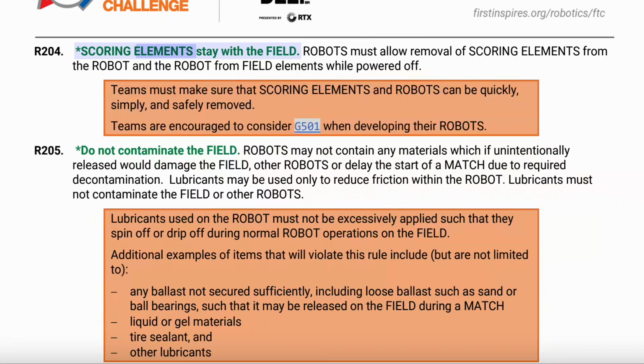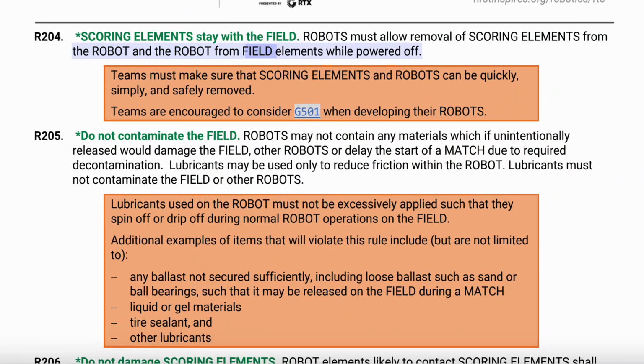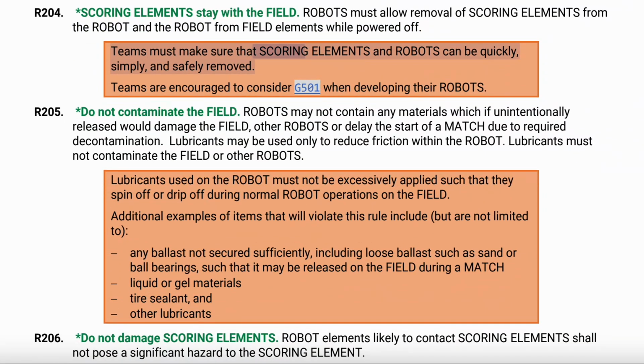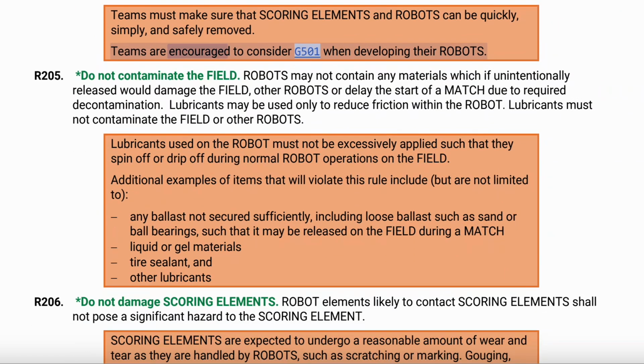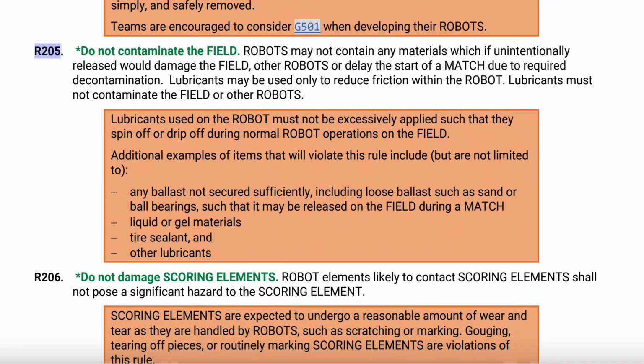R204. Scoring elements stay with the field. Robots must allow removal of scoring elements from the robot and the robot from field elements while powered off. Teams must make sure that scoring elements and robots can be quickly, simply, and safely removed. Teams are encouraged to consider G501 when developing their robots.